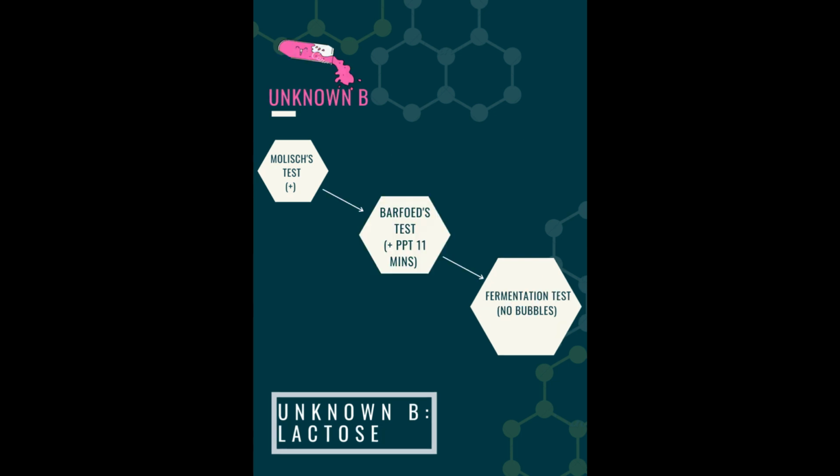So next is unknown B. Molisch test, positive, of course. Then Barfoed's test, there was red precipitate formation within 11 minutes, so it is a reducing disaccharide. Thus, a fermentation test was further performed to see if it's either lactose or maltose. There were no bubbles, so the unknown B is lactose.